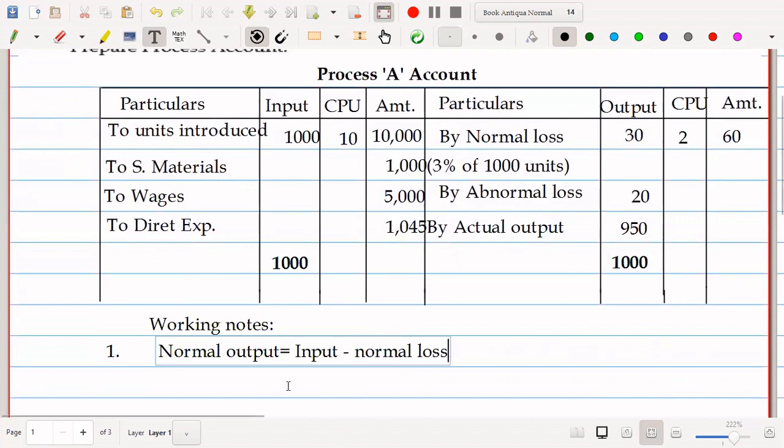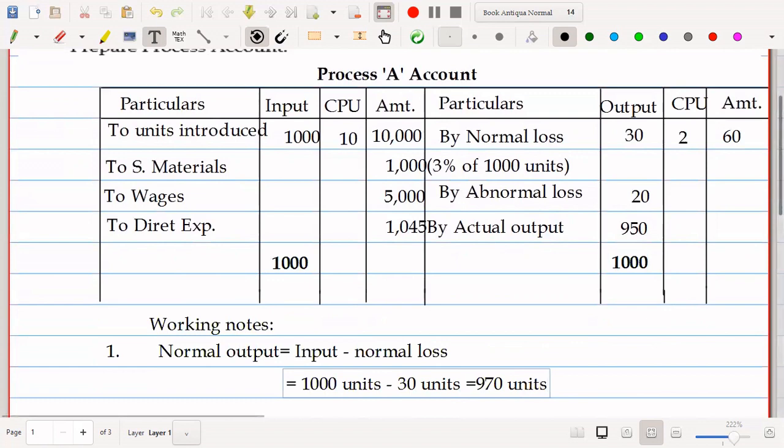See what's given in the problem. What is the input? Input is 1,000 units minus, what is the normal loss? Normal loss is 30 units. Input minus normal loss becomes your normal output, equal to 970 units.